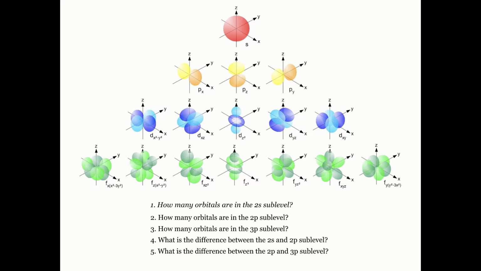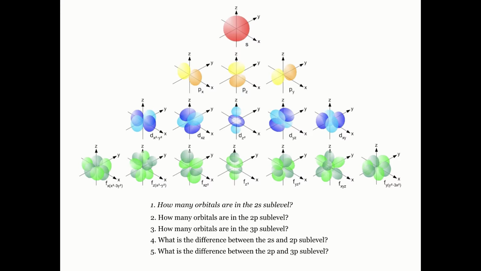For P, notice you have three different shapes that it can assume: px, pz, py. Those are just along the axes. So you have three orbitals for the P sublevel. So 2p, 3p, 4p, three different possible orbitals. D is 5 orbitals, as you can see, and F is 7. You don't need to memorize the shapes, you just need to know the number.